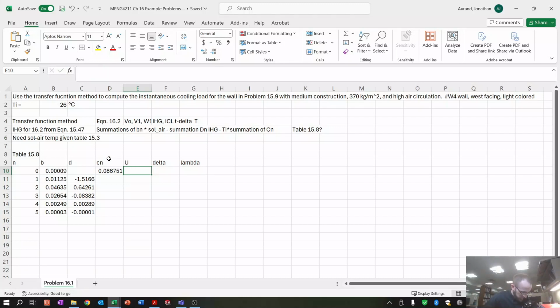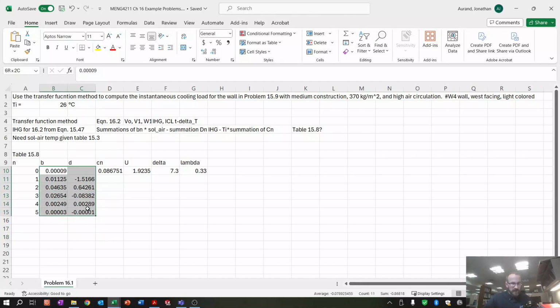I don't know if I need it. 1.9235, and delta is 7.3. Lambda is 0.33. All right, and we're working in SI, right? We have this in Celsius. These guys are in watts per meter squared C, along with B and Cn, sorry. So we're good to go with those. So that's helpful for us that we don't need those.